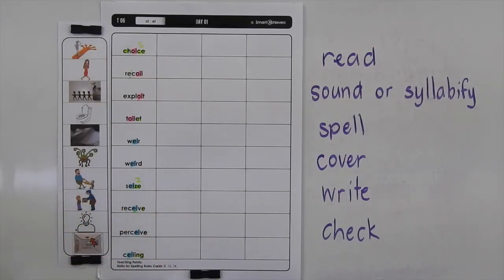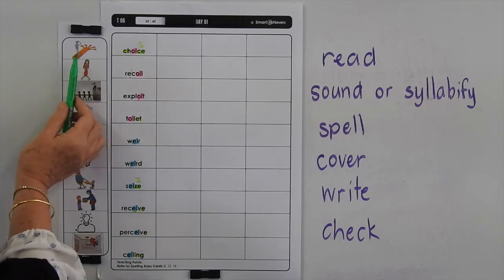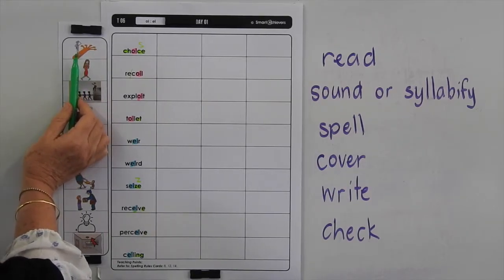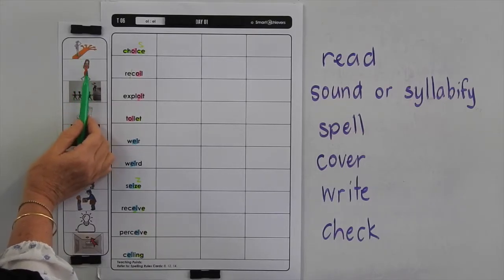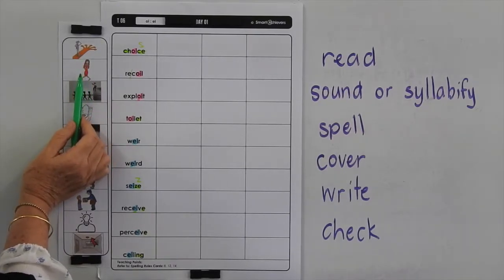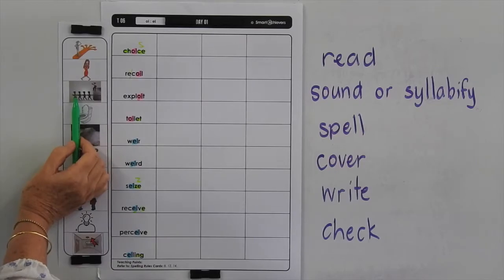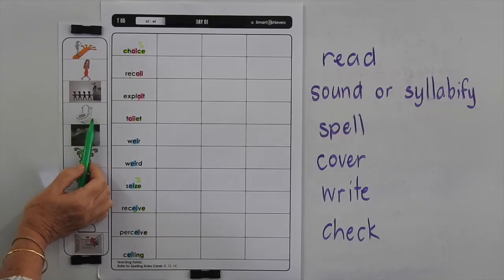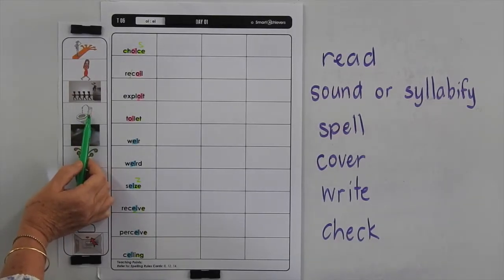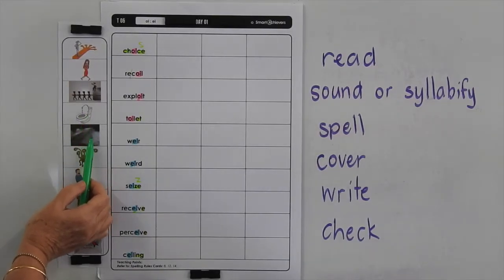Okay, let's go back and look at what these words mean. So choice is when we have an option. There are several things that we have to decide between. Recoil is to turn away from something. Exploit is to take advantage of something or someone. A toilet could also be called a lavatory. We usually have one in every house at least.